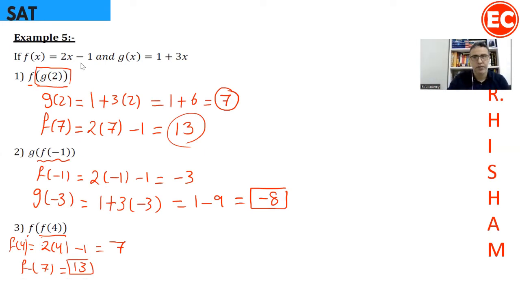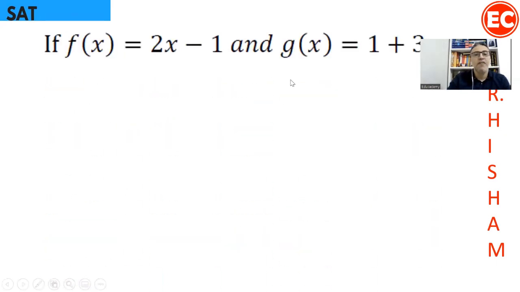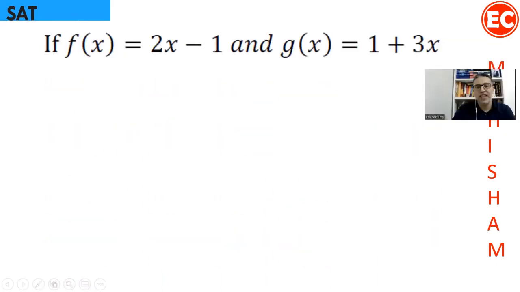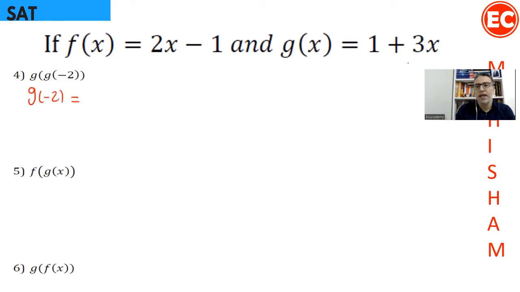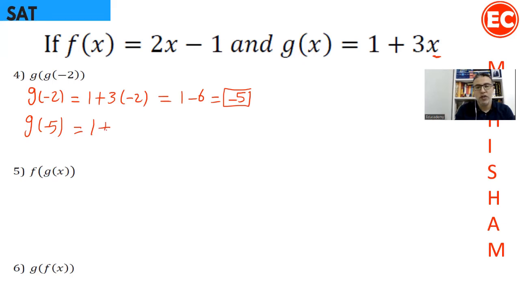But if I'm looking for, given the same two functions, gg of negative 2, it means that I'm going to find g of negative 2 first, replacing x here with negative 2. So it's 1 minus 6, which is equal to negative 5. Then I'm going to take this negative 5 and replace it again into the function g. So it's 1 minus 15, which is equal to negative 14.